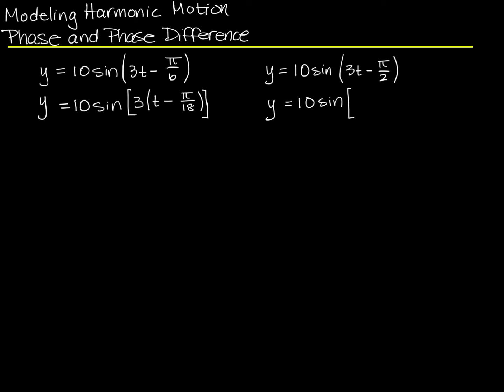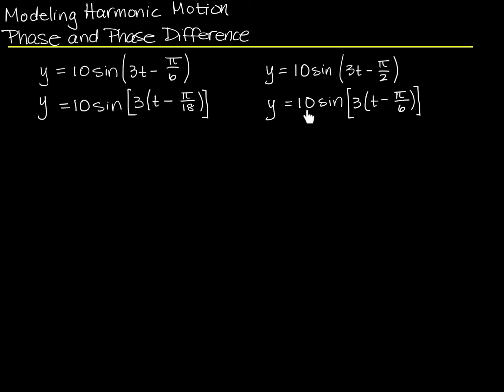If I factor the 3 out, I get t minus pi over 2 divided by 3, which is pi over 6. So the graph of this function has an amplitude of 10. It has 3 cycles of the graph between 0 and 2 pi, which means we can figure out what its period is. It's 2 pi divided by 3, 2 pi over 3. And it has a phase shift of pi over 18.